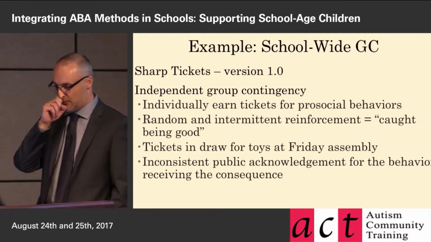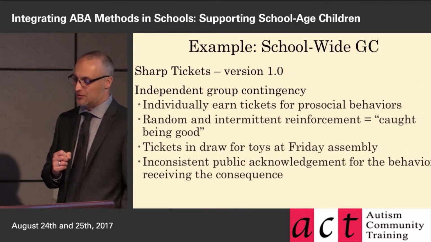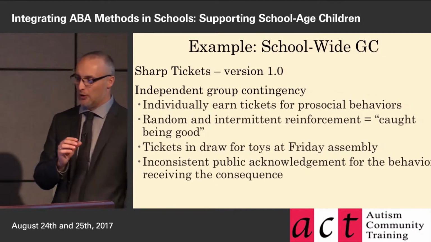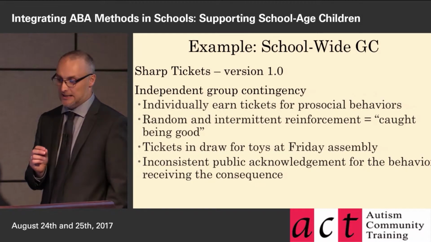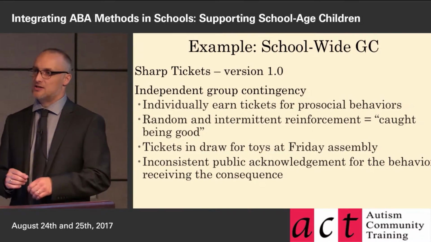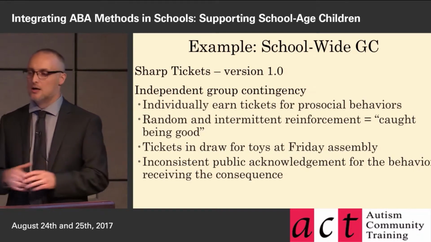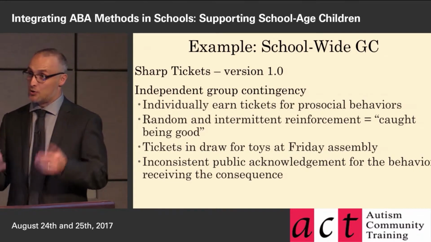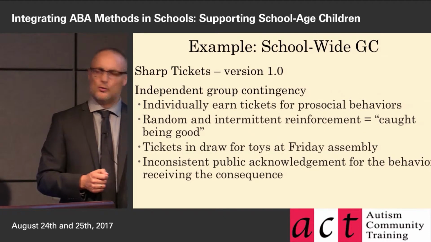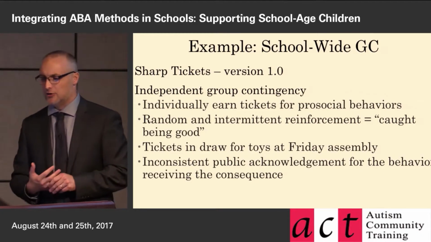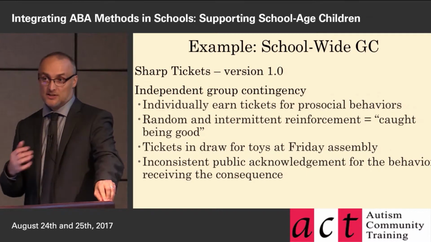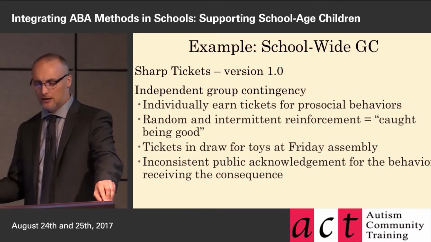I was at a school recently where they had this for the entire school. So they changed it from year 1 to year 2. So here's version 1.0. Independent group contingency. Individually earn tickets for pro-social behaviors. So all teachers had sharp tickets, and if they saw any student in their class, hallway, recess, being pro-social, they would say, hey, I like how you're doing that. I like how you're helping your friend holding the door. I like how you're pushing the wheelchair. I like how you're picking up trash. And they could earn a token. Random intermittent reinforcement, right? This is intermittently catching kids being good, which is okay.